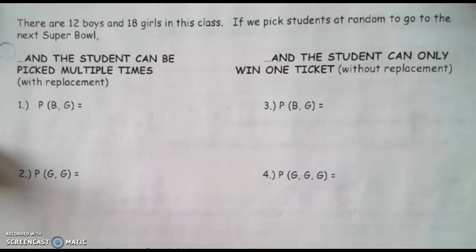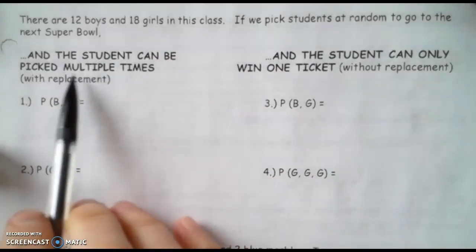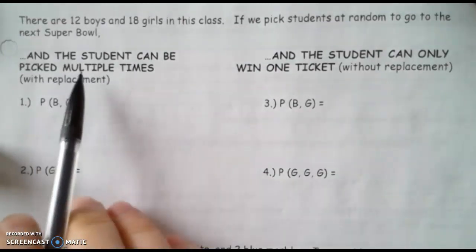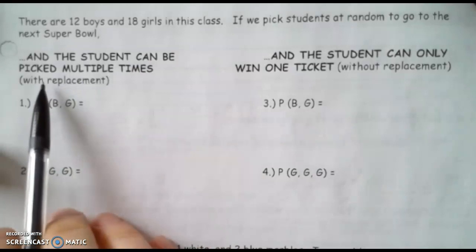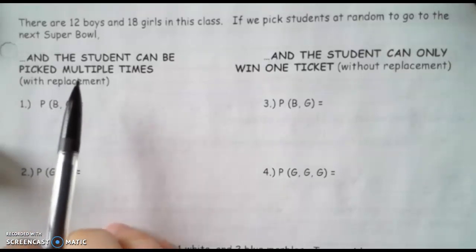In the first set of examples, we're told that there are 12 boys and 18 girls in the class. If we pick students at random to go to the next Super Bowl, and in number 1 and number 2, the student can be picked multiple times, we're going to find the following probabilities. If a student can be picked multiple times, this means with replacement. I'm going to pick a student to win the tickets the first time, and then they get to be in the drawing again for the second set of tickets.